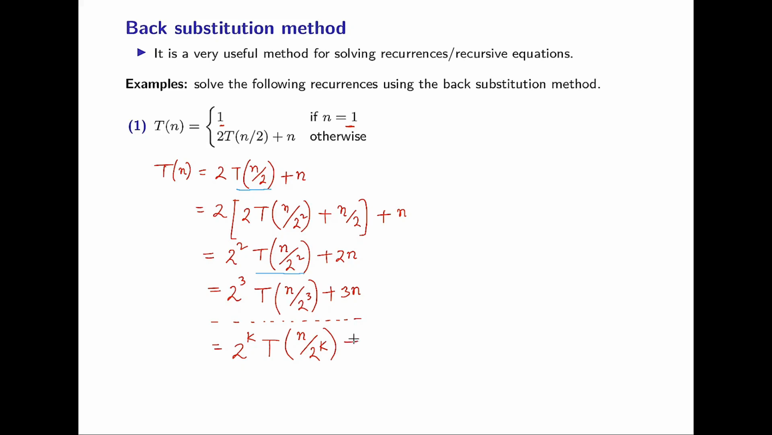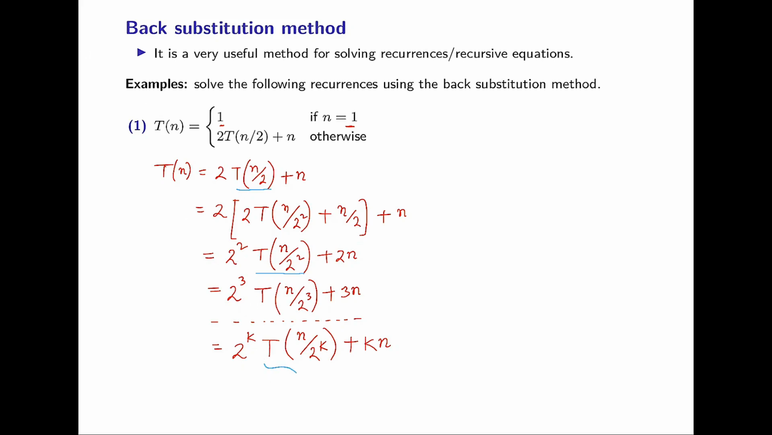So plus what it will be? 2 to the power k, T(n by 2 to the power k). Here you see 3, 3. Here also 3. Here it will be what? k into n. Now it has to stop somewhere, right?